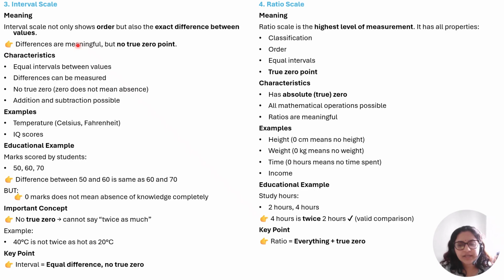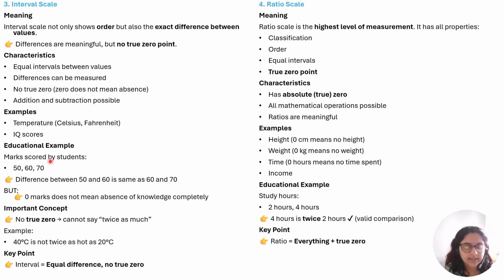The third type of scale is the interval scale. It not only shows the order, but it also shows the difference between the values. Some of the characteristics: the values are distributed in equal intervals. Differences between the values can be measured. There is no true zero, that means zero does not mean absence of that quality. If we see one example, we will get clarity. Addition and subtraction, that is, basic mathematical operations, are possible.